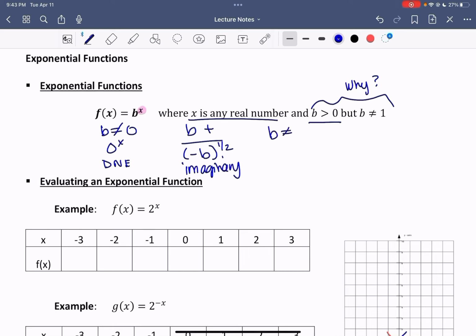Lastly, why can b not equal 1? Well, that means I would have 1 to some x, and 1 is just a constant. And so this stuff here at the end is not just there for decoration. It does have a purpose because it's defining those b's so it behaves and acts correctly.